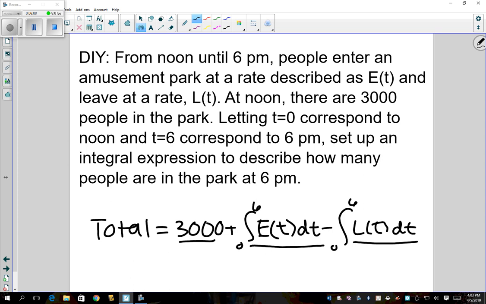So this is it for net change and displacement and accumulation.